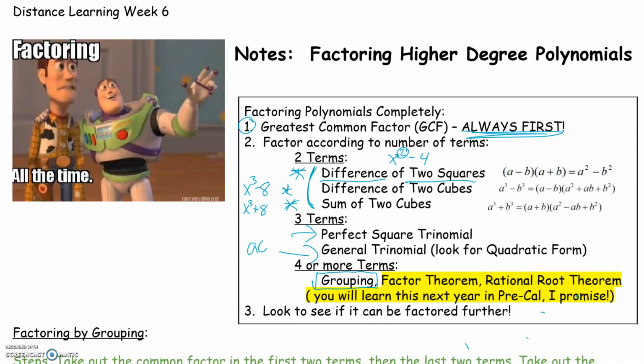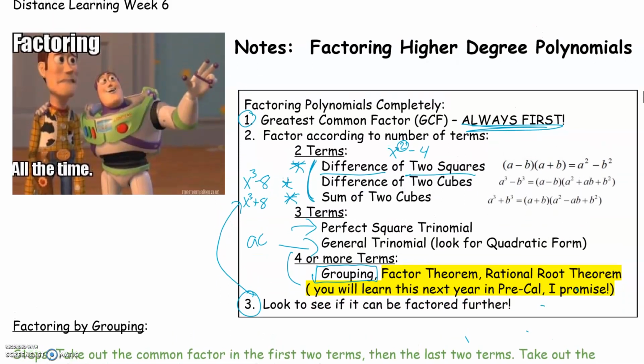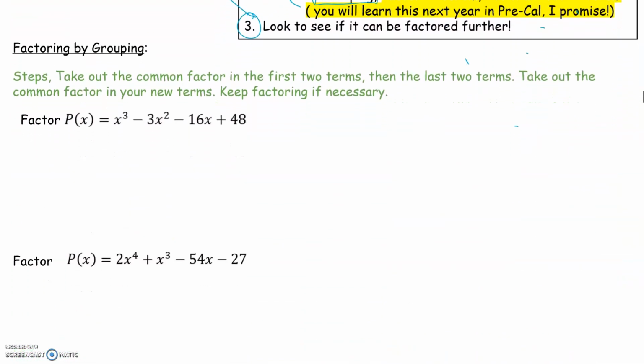Number 3 is we need to see if anything can be factored further. So if we do grouping and then we see, oh wait, we've got a sum of two cubes, we need to keep factoring. So that's what we're going to work on today, and in all three of them I'm going to show you we may need to do something a little bit more once we get to that last step after we group.